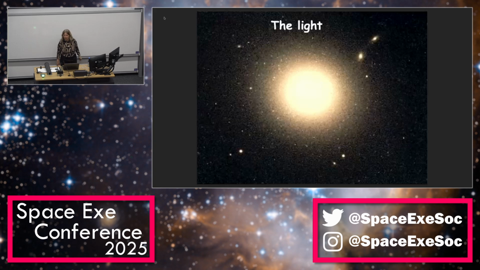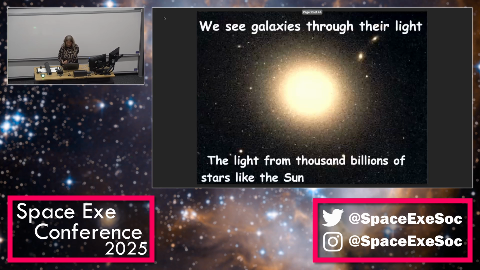Now, let's first speak about the light that this galaxy gives us, because obviously we are professional astrophysicists. We don't get much by just looking at galaxies and finding them pretty. We need to get out the astrophysics. Obviously, the light of galaxies will originate from the number of stars that constitute galaxies. There can be thousands, billions of stars. They can be like the sun, they can be different from the sun, but that's for sure.